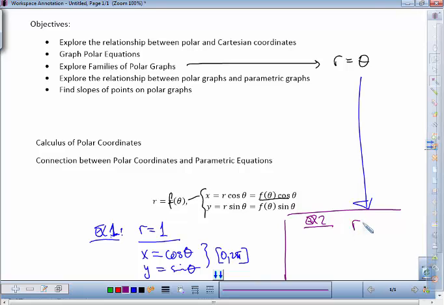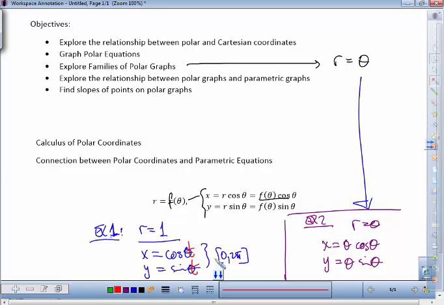We have r is equal to theta, and so if we take a look at x is equal to theta times cosine theta and y equal to theta times sine theta, we should get that same spiral that we would have gotten. Okay? So I don't know if it's a big deal to you.